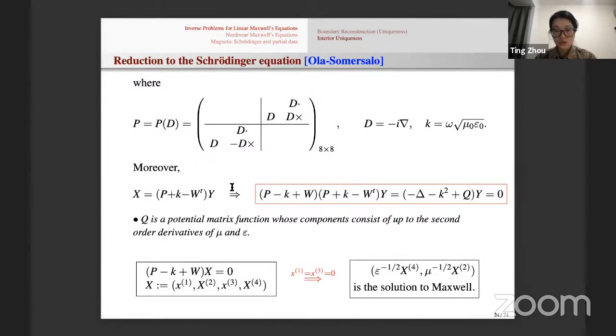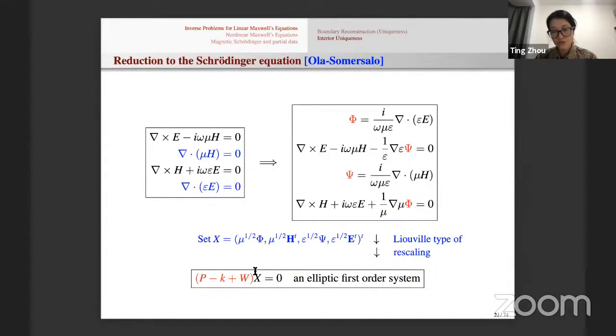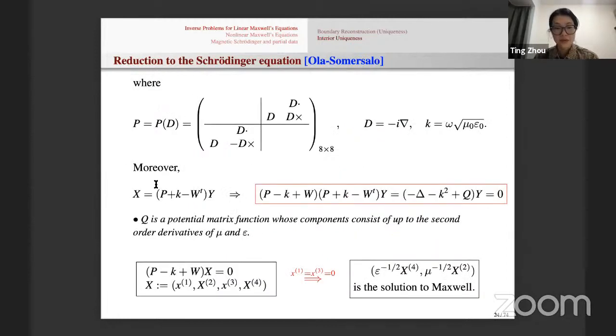So what do we do here? Keep in mind that our original Maxwell's equation is reduced to this elliptic first order Dirac system, P minus K plus W times X equal to 0. And if we write the ansatz for X being the other half of the Schrodinger operator applied to a Y vector, also an 8 vector, then this new Y will satisfy the Schrodinger equation. So what we're going to do is to construct the CGO solution for this Schrodinger equation for Y. That is the same as what we did for the scalar case.